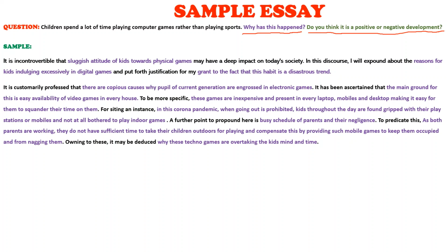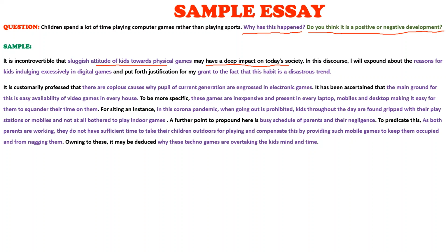So according to my template, I have rephrased my question. Okay, so children spend a lot of time playing computer games. If I write this, how that may have a deep impact on today's society, you need to fit that appropriately. So according to the template, try to rephrase and paraphrase and put it grammatically in correct order.